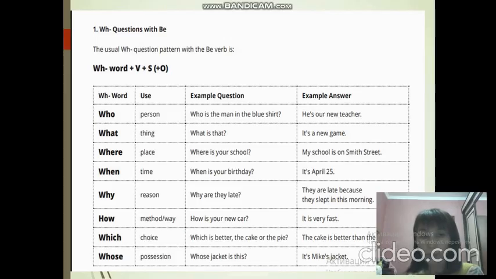Which: you use for choice. Example question: which is better, the cake or the pie? Example answer: the cake is better than the pie. Whose: for possession. Example question: whose jacket is this? Example answer: it is Mike's jacket.